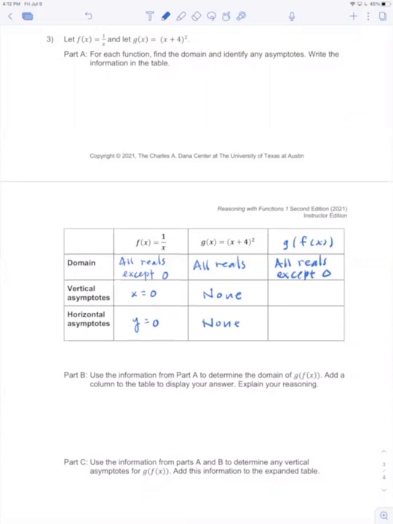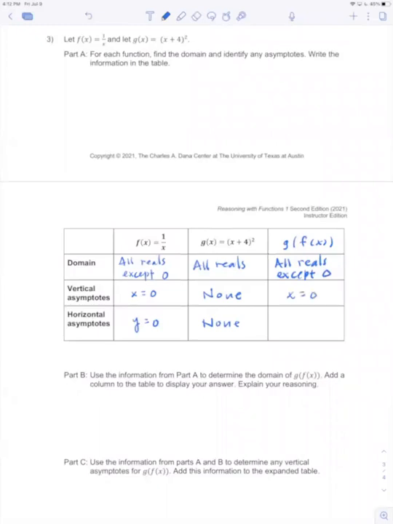For vertical asymptotes, let's see, part C. Since f is undefined when x is equal to 0, g of f is undefined at x equals 0. Given that f has a vertical asymptote at x equals 0, it makes sense that g of f will also have a vertical asymptote at x equals 0.